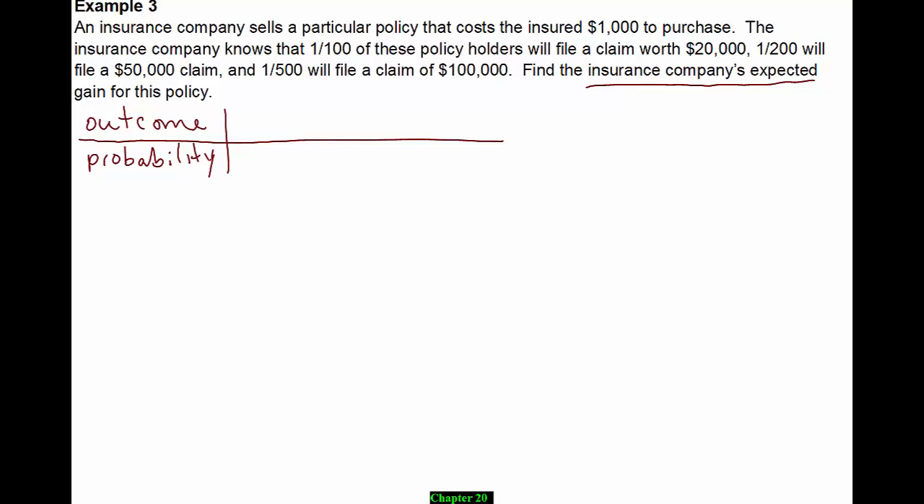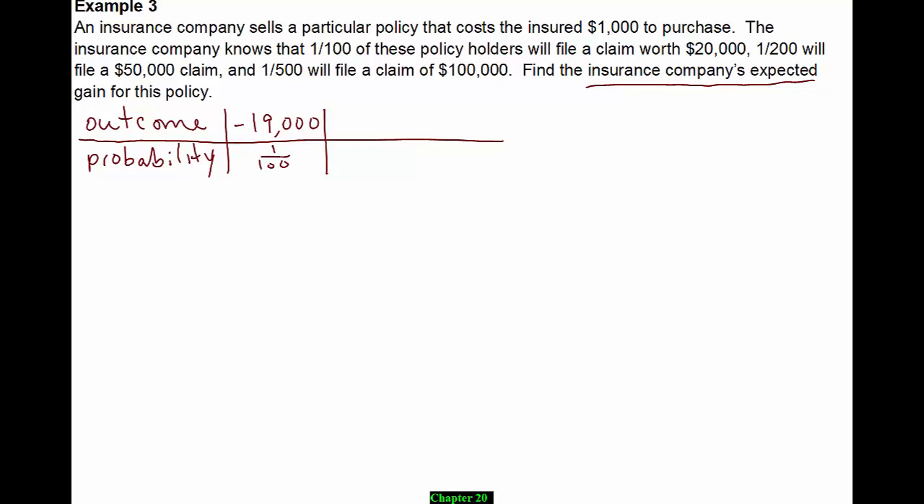Well, you could file the $20,000 claim. So that means that they would gain negative $19,000 because they took your $1,000 and then they had to pay you $20,000. So they're out in the hole $19,000. And how often does that happen? 1 out of 100 times. That was given in the question.